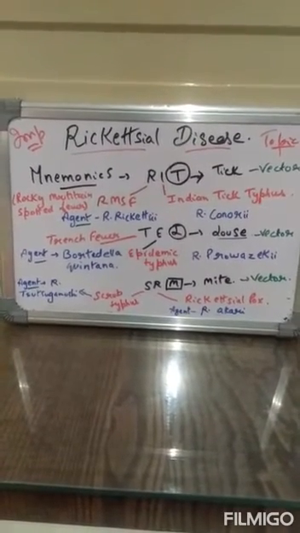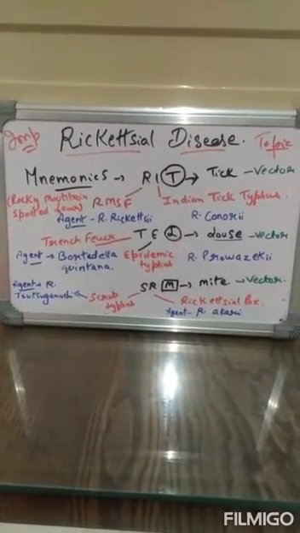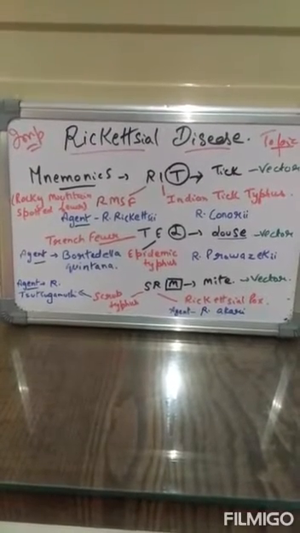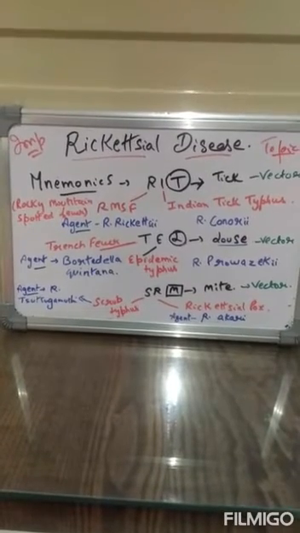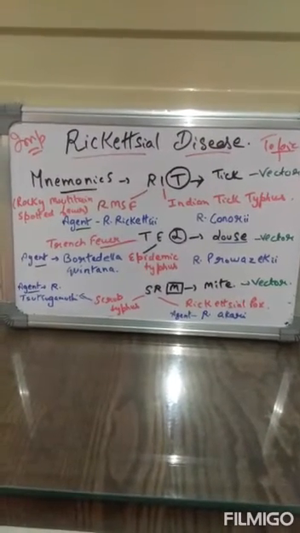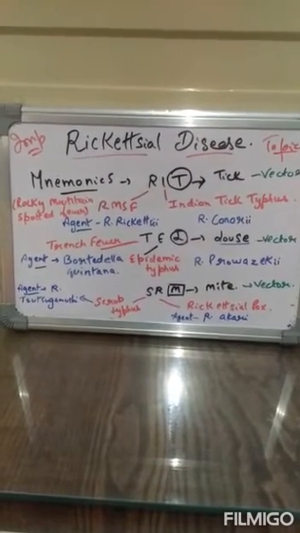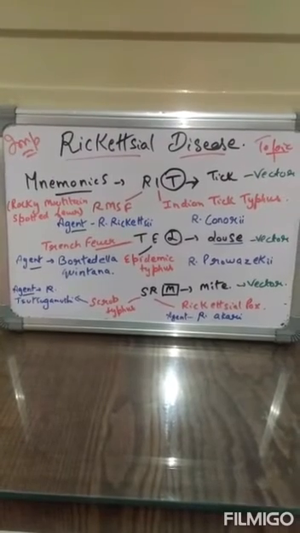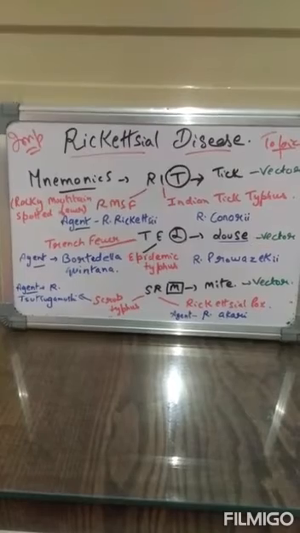Whereas in TEL, T is for trench fever, agent is Bartonella quintana, E is for epidemic typhus, L is the vector louse. Epidemic typhus agent is R. prowazekii. Mnemonic SRM, where S stands for scrub typhus, agent is R. tsutsugamushi, and R is for rickettsial pox, agent is R. akari.